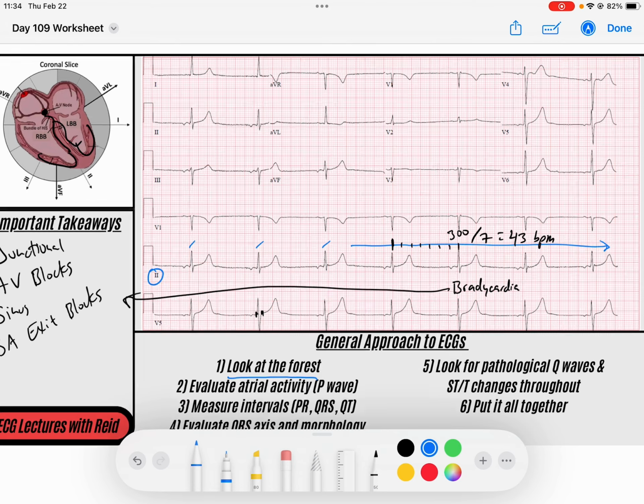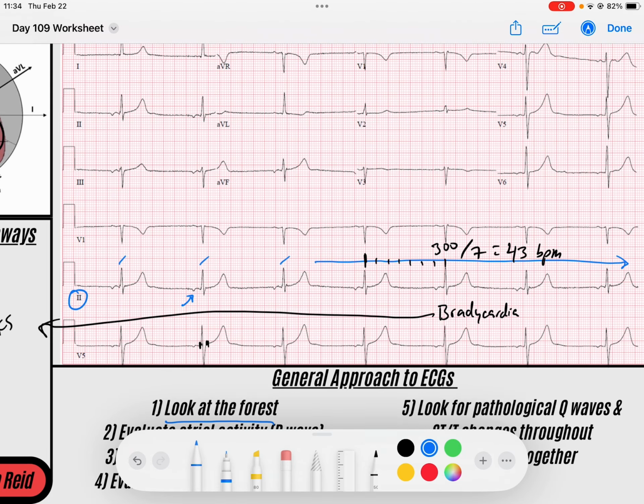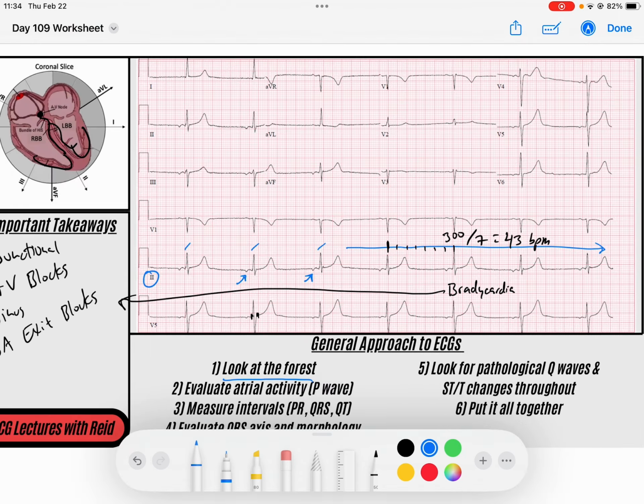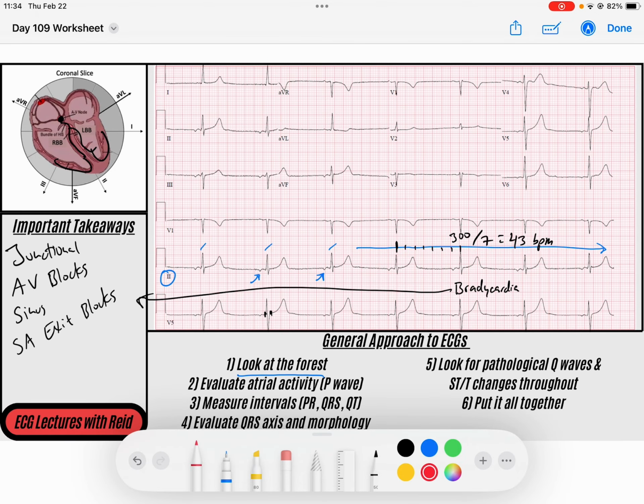I see that before my QRSs, there seem to be P waves. So, okay, we know that conduction seems to be coming from the sinus node. I don't really see any ectopic or early P waves that are not being conducted previously, but let's take a look. All right, so let's look at what our atria is doing, and so we're going to evaluate that P wave a little bit closely.